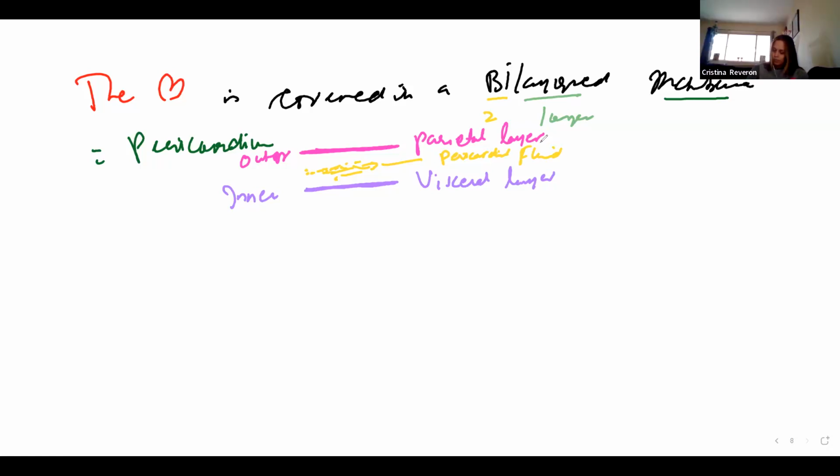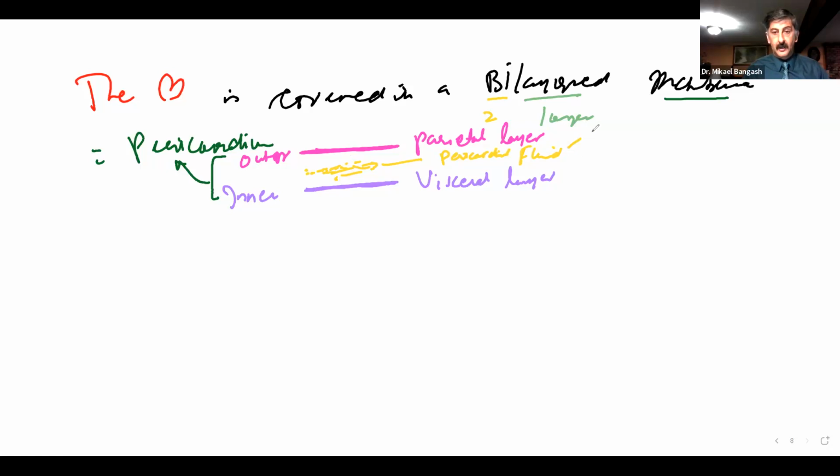Yes. Okay. So these 2 layers: the outer layer called the parietal layer, the inner layer called the visceral layer, together make up what we call the pericardium, which is made up of 2 layers of membrane, in between which we have the pericardial fluid. And what was the function of the pericardial fluid? First of all, it acts as a cushion for the heart.